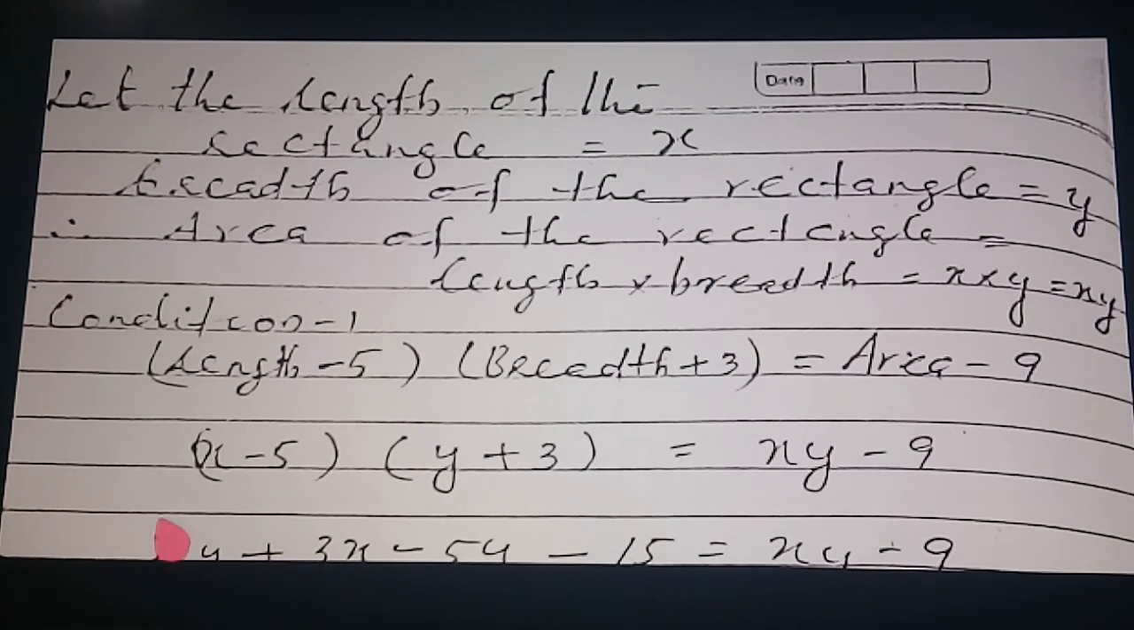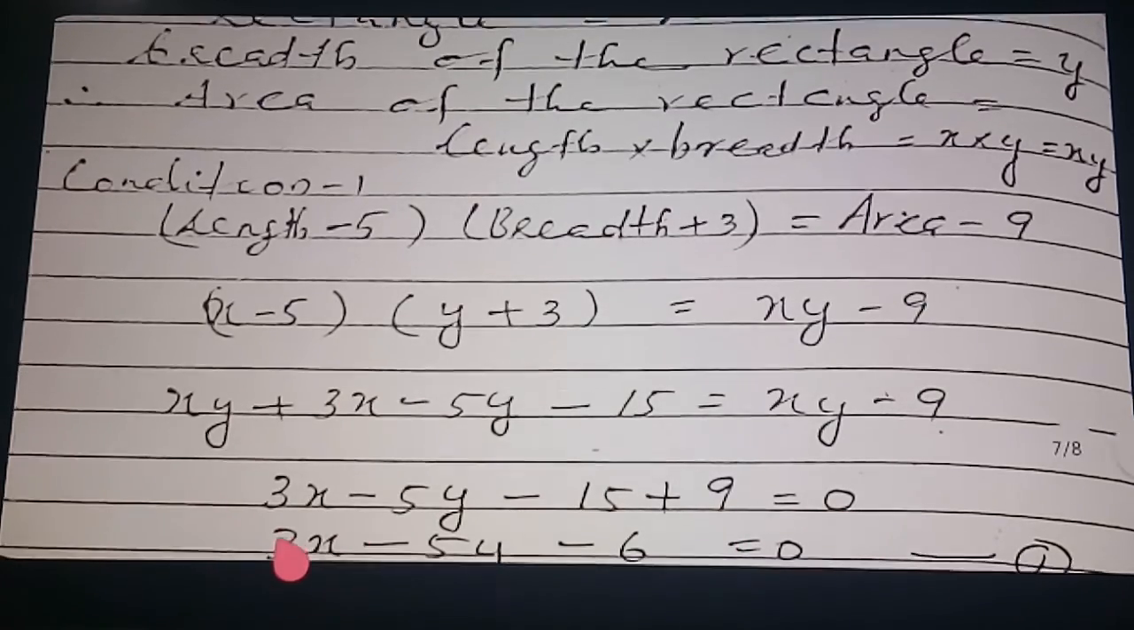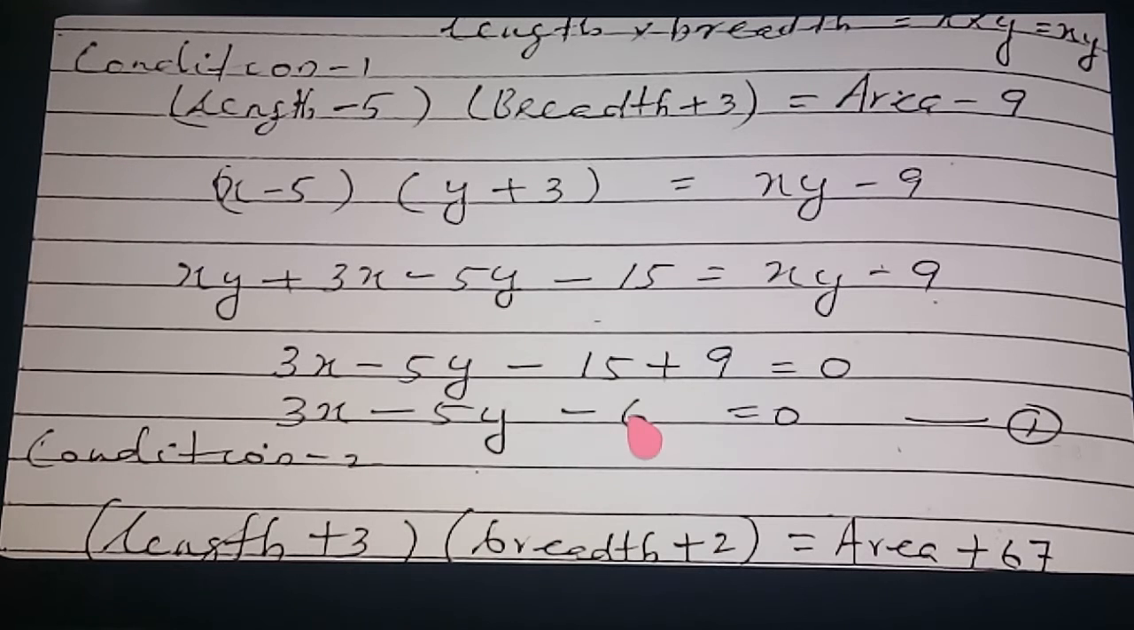Open this bracket. x into y, xy. 3 into x, 3x. Minus 5y minus 15 is equal to xy minus 9. This xy on the LHS and this xy on the RHS cancel, and the remaining terms shift to one side. 3x minus 5y minus 15 plus 9 equal to 0. That means 3x minus 5y minus 6 equal to 0, equation number 1.